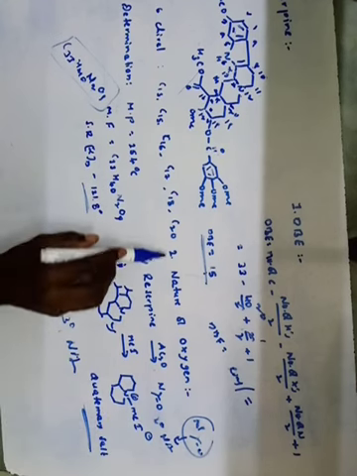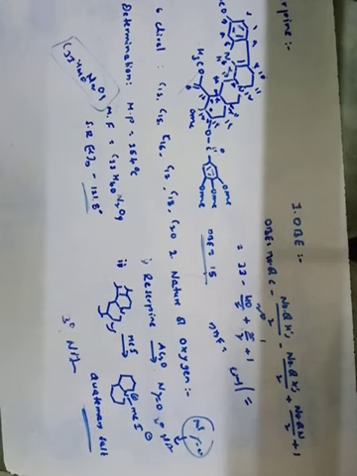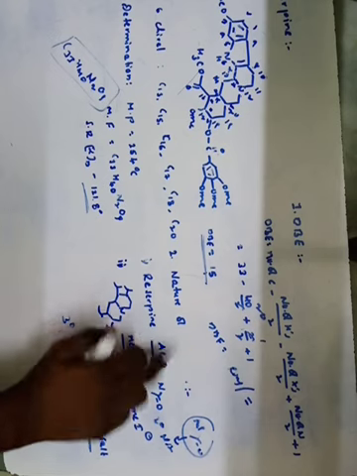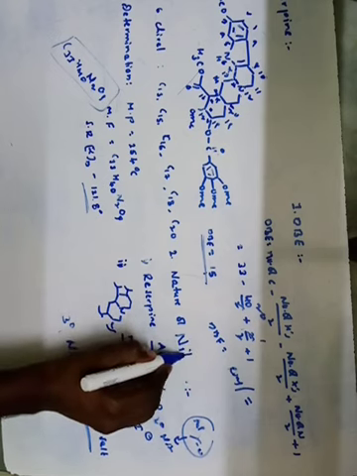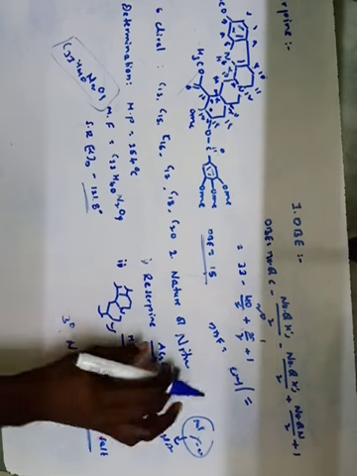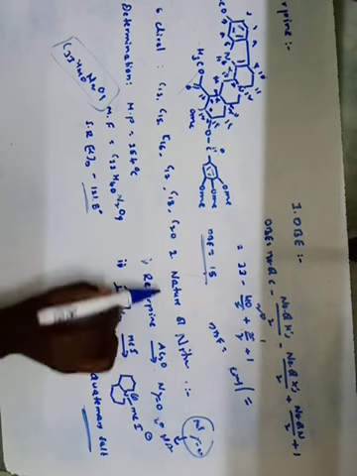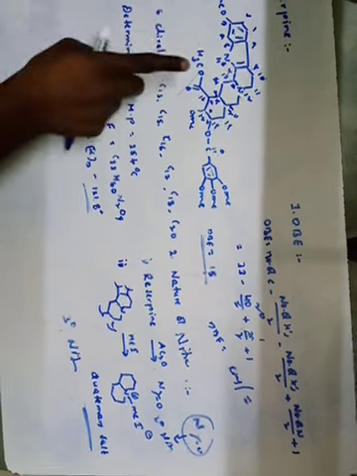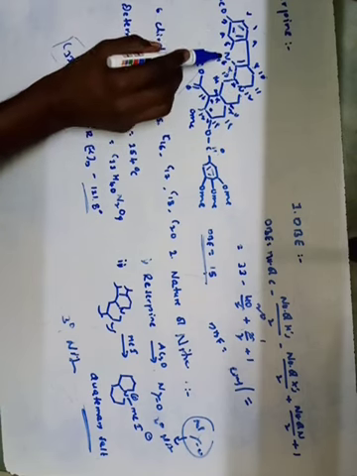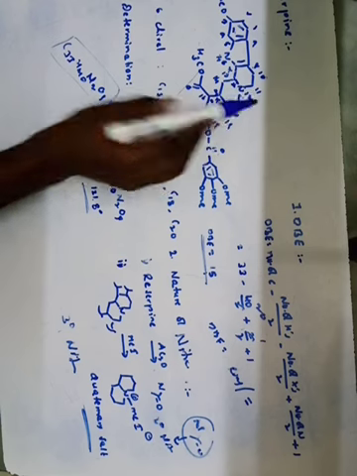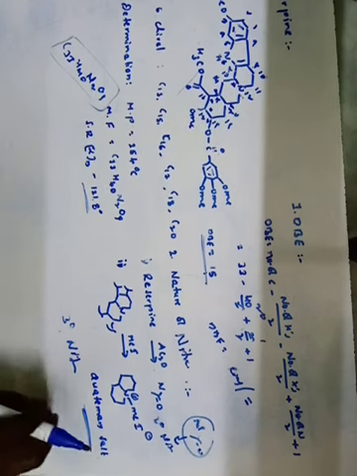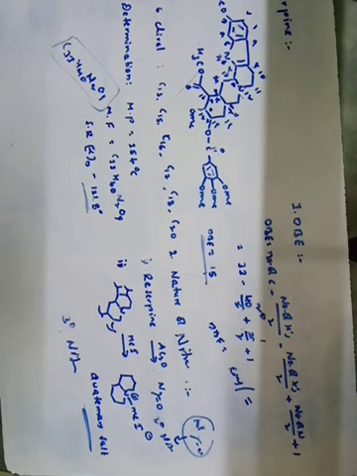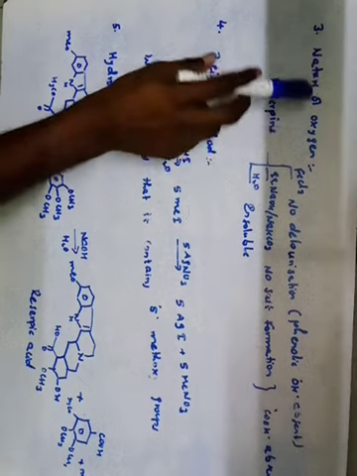Here, first, the nature of nitrogen, sorry, not oxygen. This is the nature of nitrogens. First of all, how many nitrogens are there? There are two nitrogens: one is a secondary nitrogen and another one is a tertiary nitrogen. This is the nature of nitrogen. And the third one is the nature of oxygen.